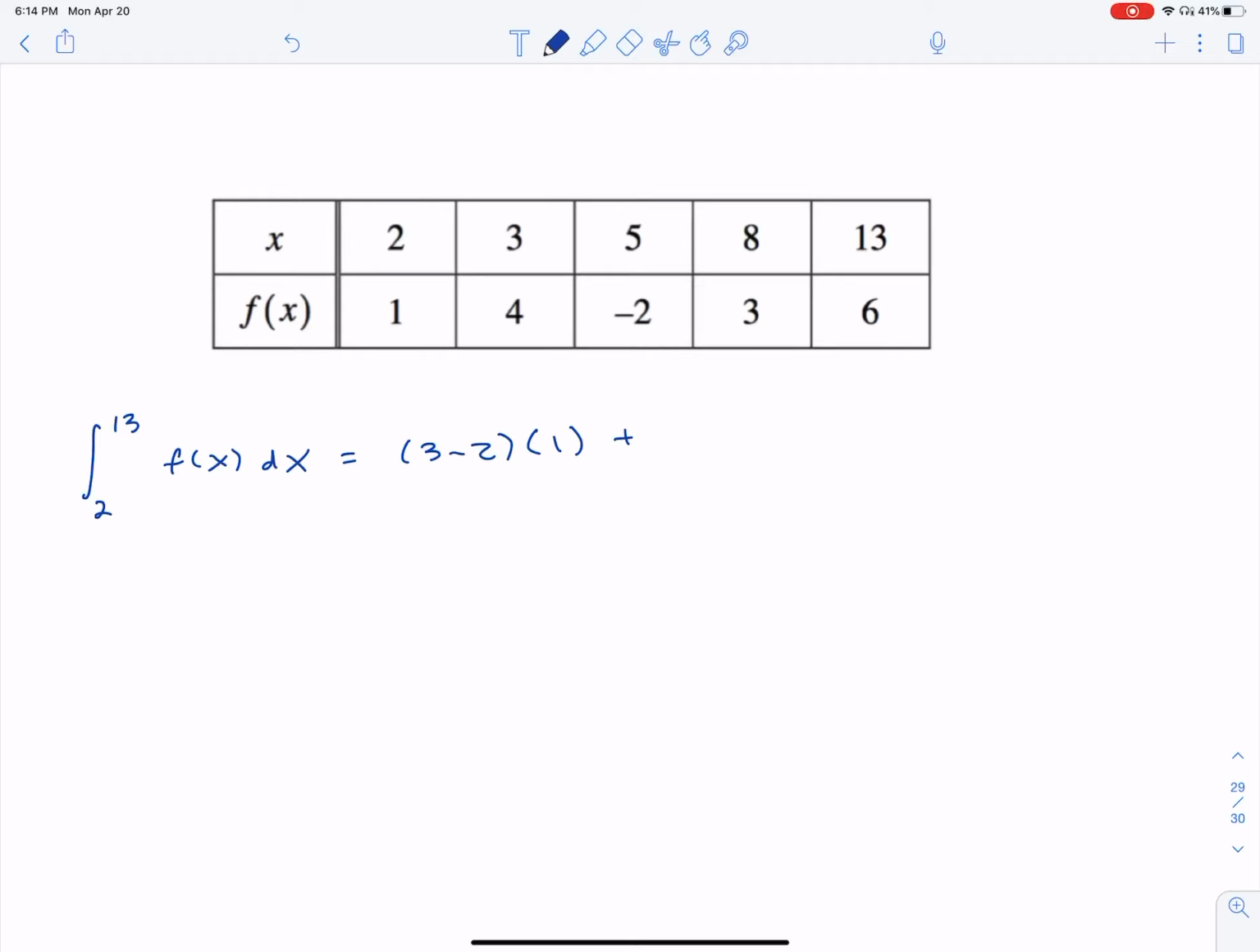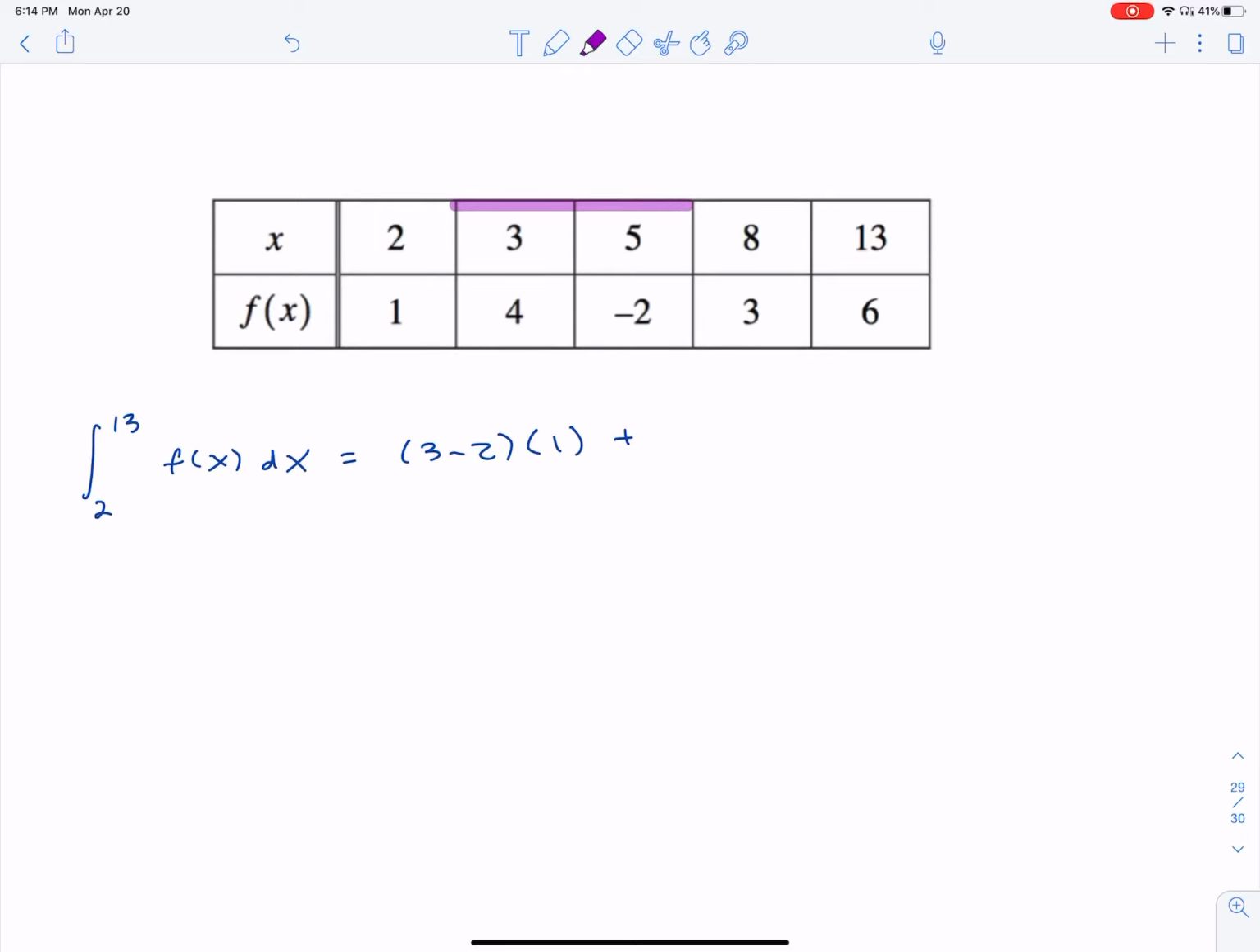So again, let's just really quickly go over this. I found the rectangle using these two, right? So I said the base of the rectangle is 3 minus 2, or 1. And the height of that rectangle, because I'm using the left-hand side, is 1. Now let's move on to the next one.